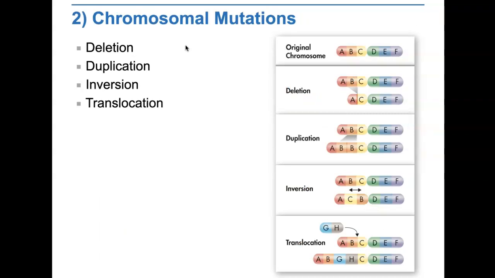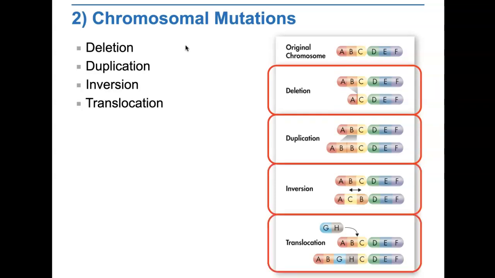Chromosomal mutations involve changes in the number or structure of a chromosome. These mutations can change the location of genes on a chromosome and can even change the number of copies of some genes. There are 4 different types of chromosomal mutations: deletions, duplications, inversions, and translocations.